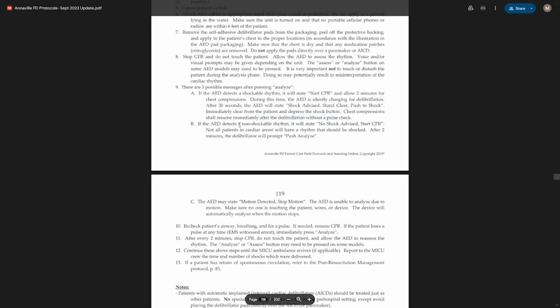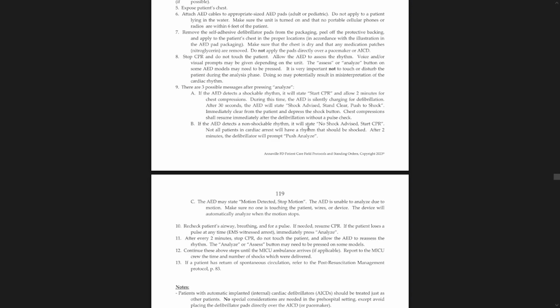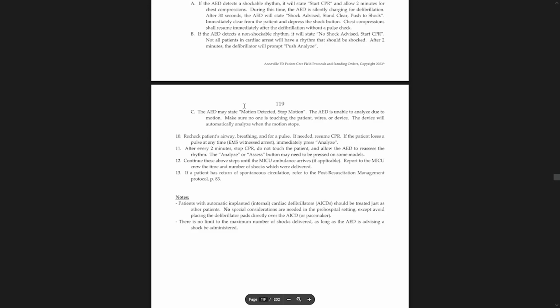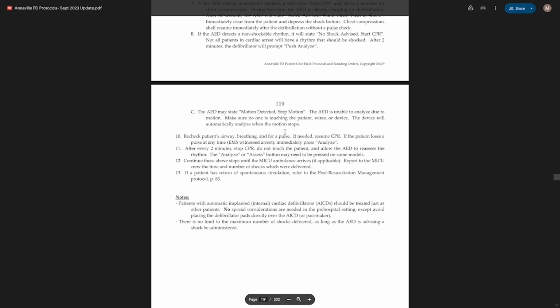If the AED detects a non-shockable rhythm, it will state no shock advised and start CPR. Not all patients in cardiac arrest will have a rhythm that should be shocked. After 2 minutes, the defibrillator will say push analyze. The AED may also say motion detected, stop motion. The AED is unable to analyze due to motion. Make sure no one is touching the patient, wires, or device. The device will automatically analyze when the motion stops.